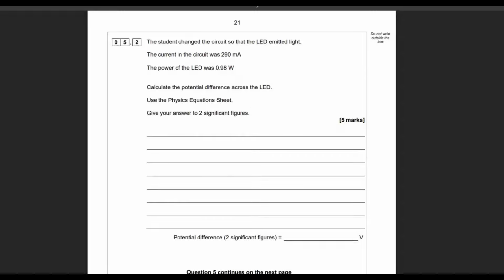So we want to work out what these numbers are. Amps, that is actually current, which on equation sheets has the symbol I, and watts is actually power, and they've asked us to calculate the potential difference, which is measured in volts. So we're looking for an equation with P, I, and V, and what we're going to do now is I'm going to flip to the equation sheet.